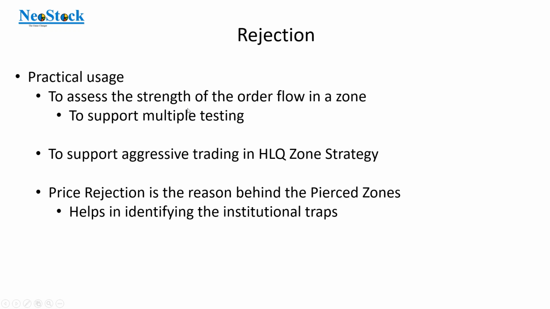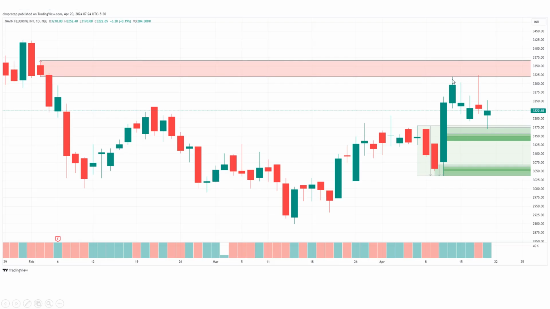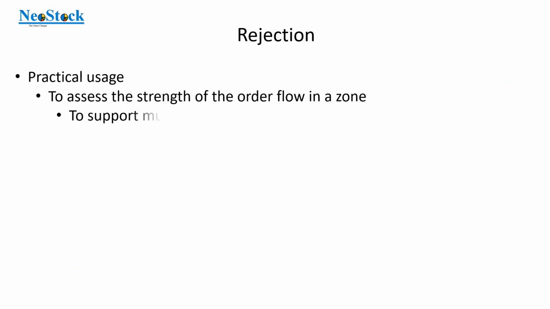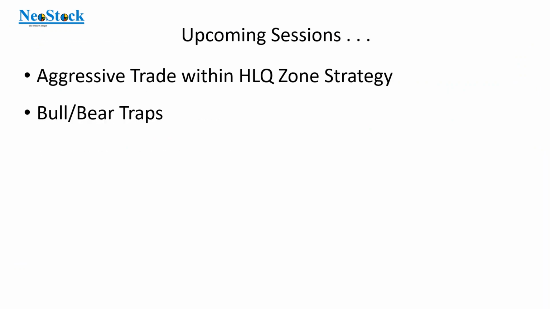And this point is very simple. Already you have seen one example. First point, multi-testing because of rejections. See here, first test and second test. And also previously you have seen Dalmia. In the Dalmia chart example, it gave 4 or 5 tests we have seen in the 1 minute zone, right? So this is about rejections.